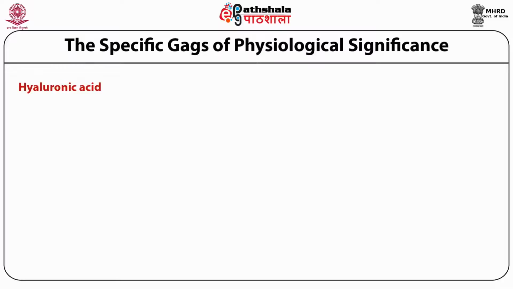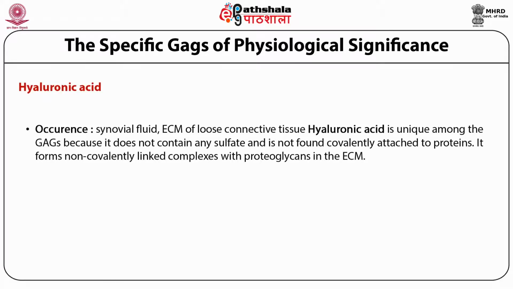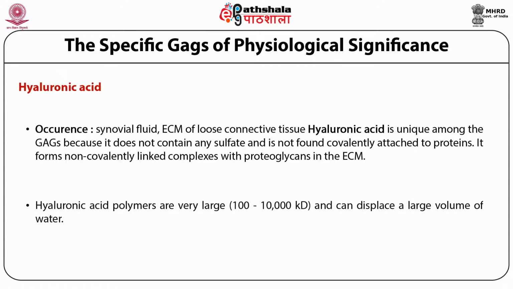Hyaluronic acid occurs in synovial fluid and the ECM of loose connective tissues. Hyaluronic acid is unique among the GAGs because it doesn't contain any sulfate and it is not found covalently attached to proteins. It forms non-covalently linked complexes with the proteoglycans in the ECM. Hyaluronic acid polymers are very large and can displace a large volume of water.